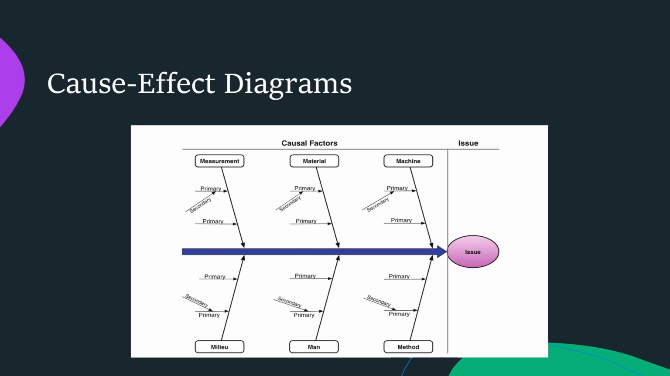Basically, these diagrams help to systematically categorize potential causes of a problem into major categories, often referred to as the 6 M's: machine, method, material, man, measurement, and milieu. This visual tool is effective in organizing and structuring brainstorming sessions, making it easier to identify and validate root causes.